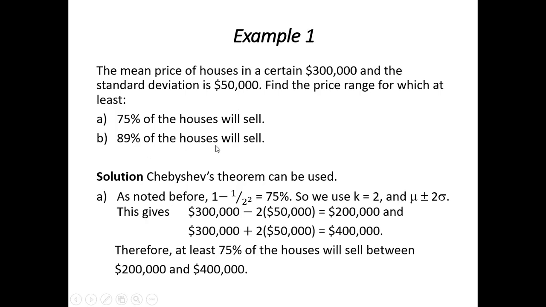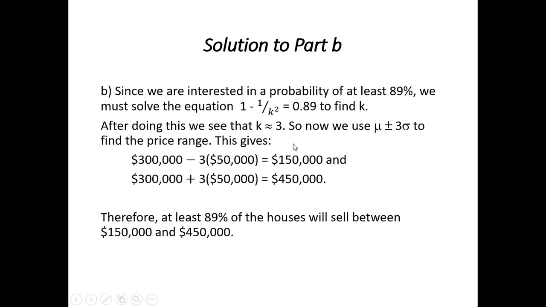Part B is similar, but now we have 89% and we want to find the range. So for 89%, we set 1 minus 1 over k squared equal to 0.89. Solve for k, do a little bit of rounding off here, and we see that k is approximately 3. Now we use mu plus or minus 3 sigma to find the range, and you can see we work this out. We get 300,000 minus 3 times 50,000 gives us 150,000, and with the plus we get 450,000. Our summary is now that at least 89% of the houses will sell between 150,000 and 450,000 in this neighborhood of interest.